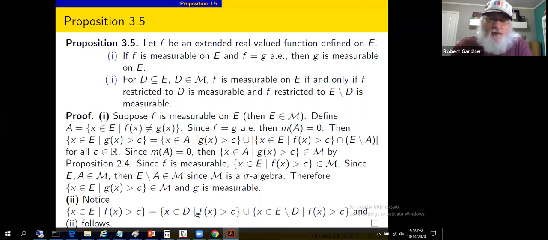That's measurable. This part here is this collection of x values intersected with E set minus D. E set minus D is measurable because E and D are both measurable. This set's measurable, we've intersected, yeah, that's a measurable set as well. So if this set is measurable, then this piece of it is measurable, and so is that piece of it with the intersections properties. And so we draw the conclusion then that both of these are measurable, and so f is measurable on D and f is measurable on E set minus D.